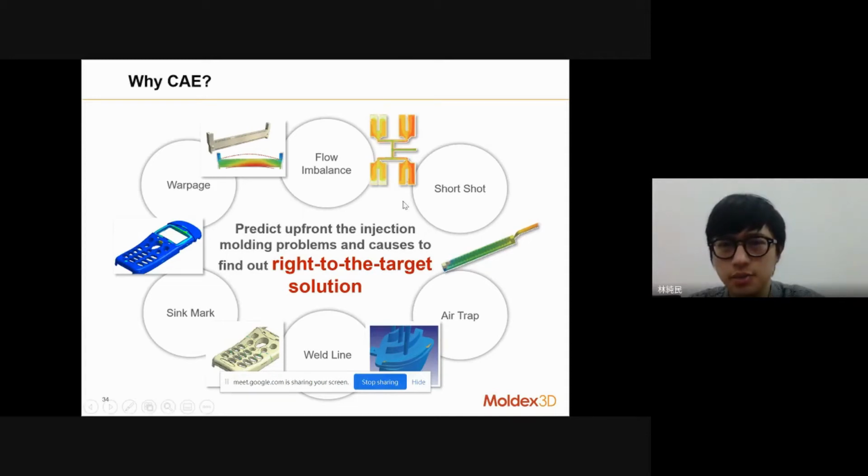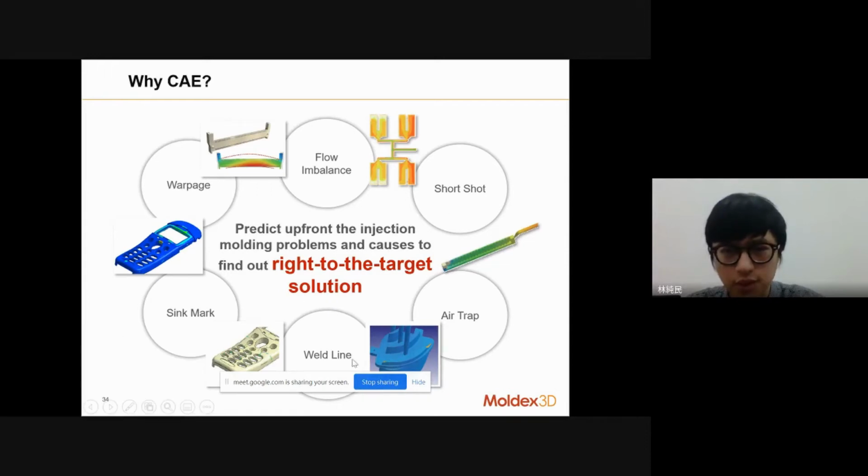And what's more, like short shot and air trap. An air trap is when, after manufacturing the end product, there is air trapped inside. So sometimes it will also affect your structure.